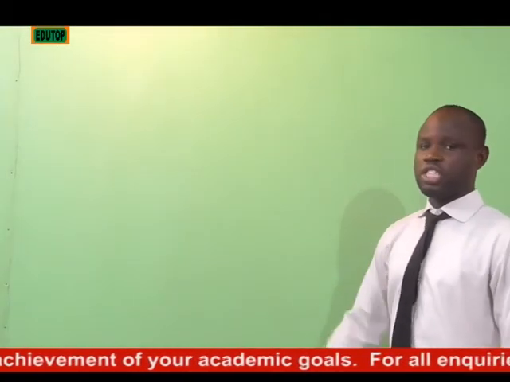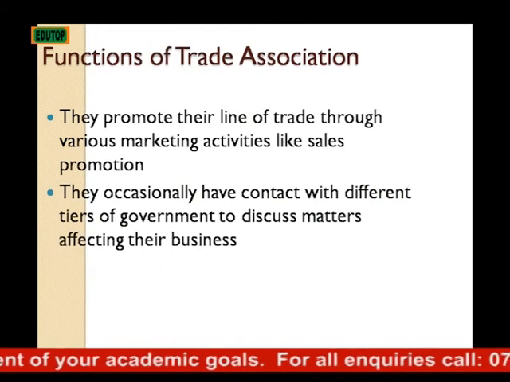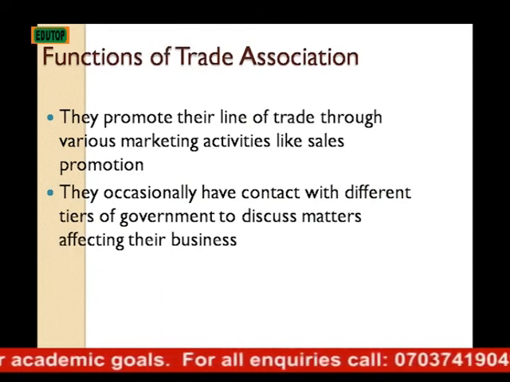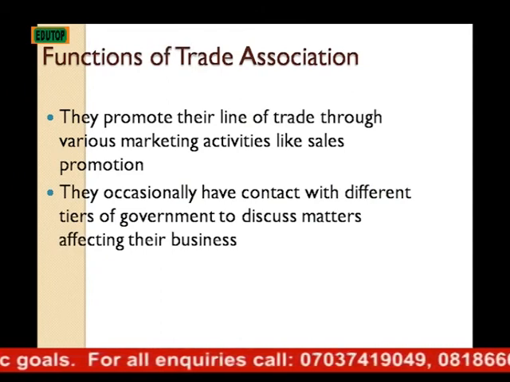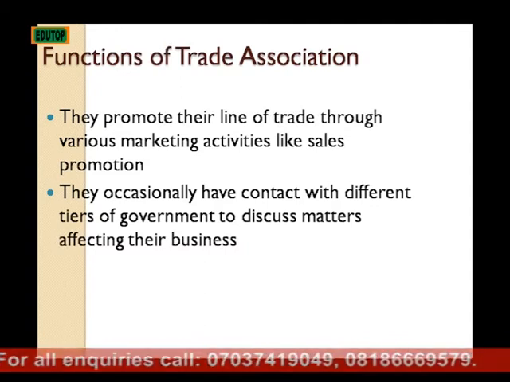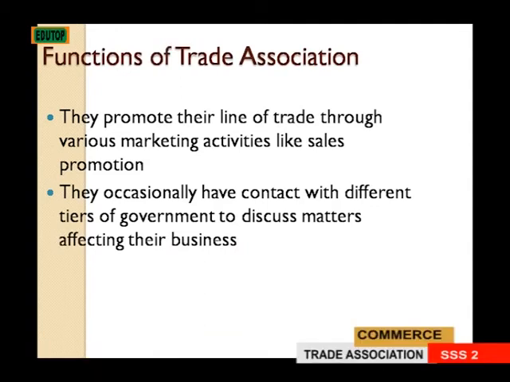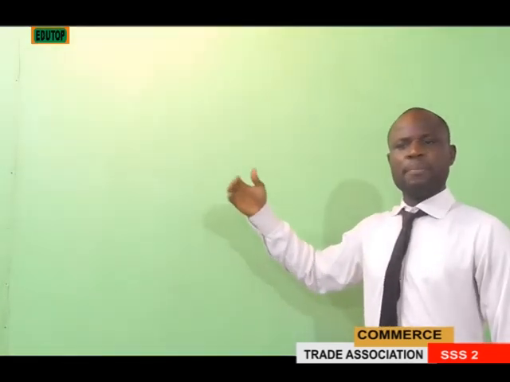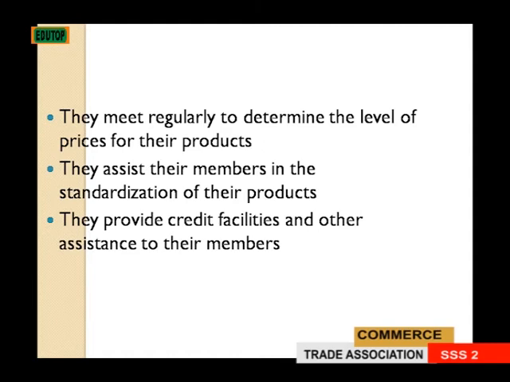Functions of trade association: they promote their line of trade through various marketing activities like sales promotion. They occasionally have contact with different tiers of government to discuss matters affecting their business. They meet regularly to determine the level of prices for their products. They assist their members in the standardization of their products. They provide credit facilities and other assistance to their members.